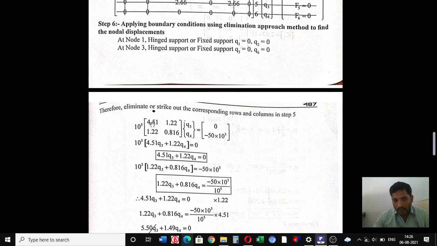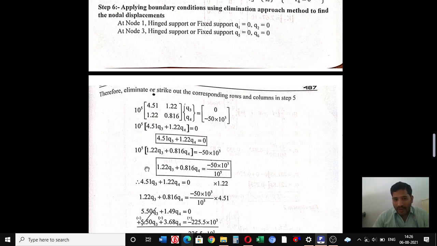After that, remember, first of all, how to multiply, that is the most important. This row into this column, the first row into the first column, the second row into the second column. First, what I am doing here, we are multiplying this first row into this first column. 4.51 into Q3 plus 1.22 into Q4 equal to, the first row value is how much? 0. If you divide 10 power of 5 by 0, it should become 0. Remaining should be 4.51 Q3 plus 1.22 Q4. After that, 10 power of 5 as it is. This second row into this column: 1.22 into Q3 plus 0.816 into Q4 equal to minus 50 into 10 power of 3.